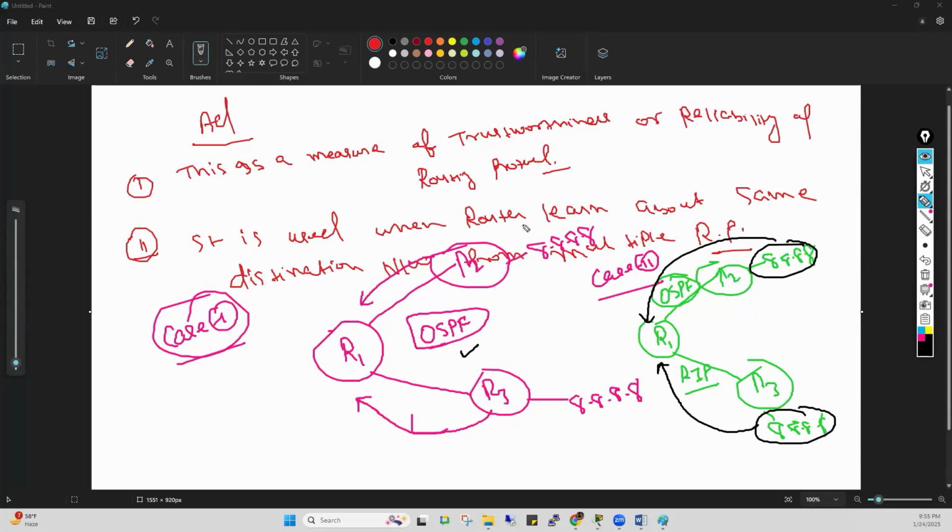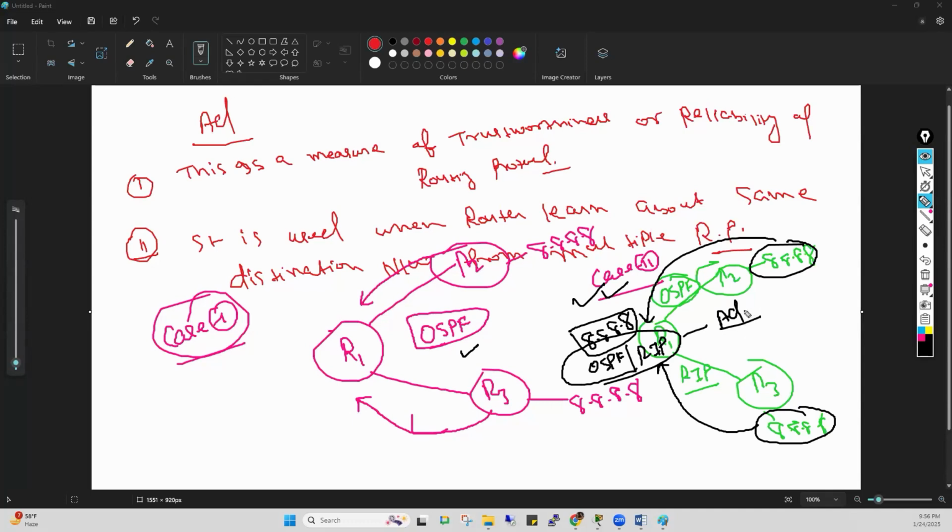Now, what I wrote here, please read very carefully. AD value is used when the router learns about the same destination network from multiple routing protocols. It means point number 2 is telling us case number 2, because this router receives the 8.8.8.8 prefix from OSPF and also from RIP. So in this case, what helps this router choose the best? That is the AD value.